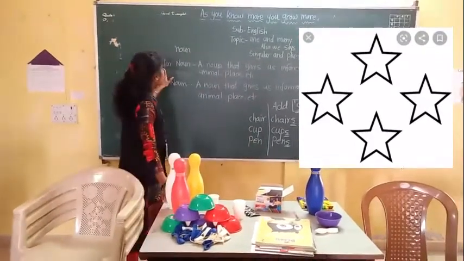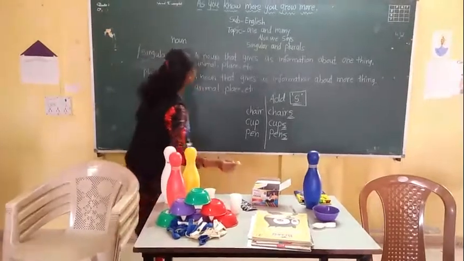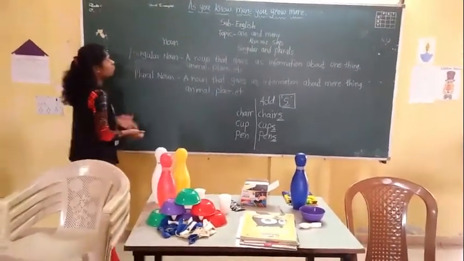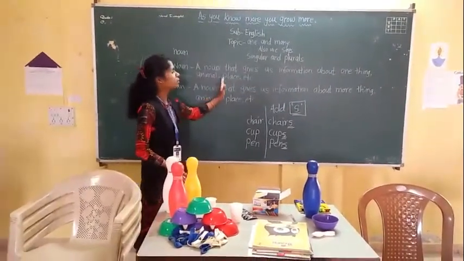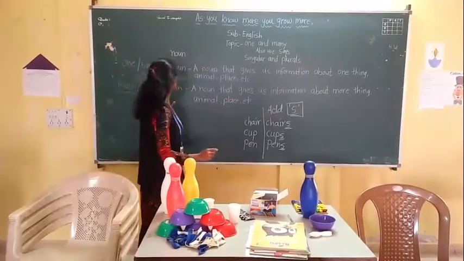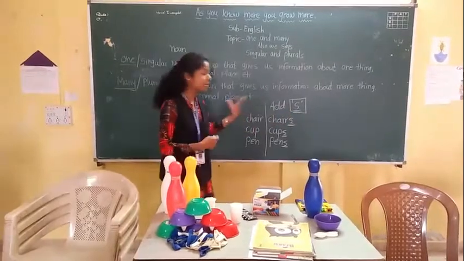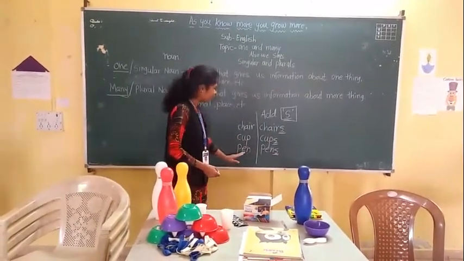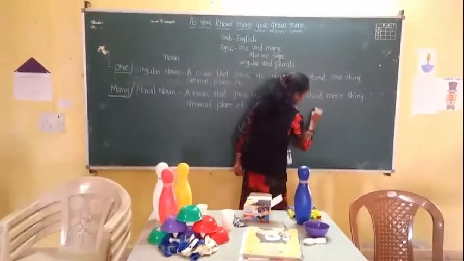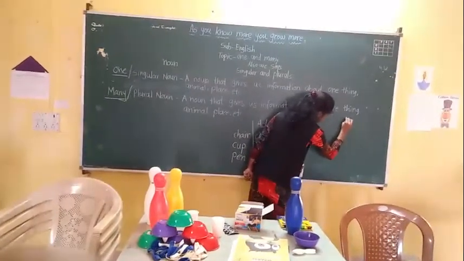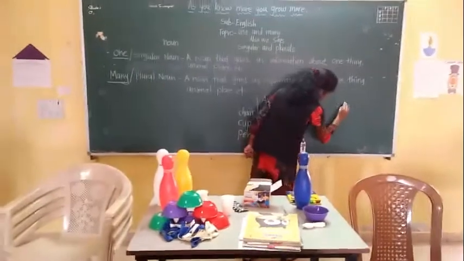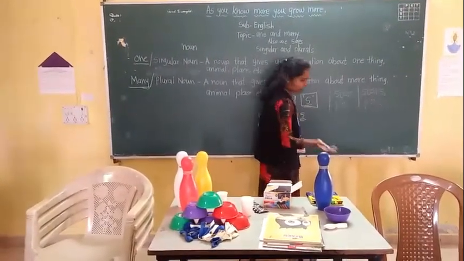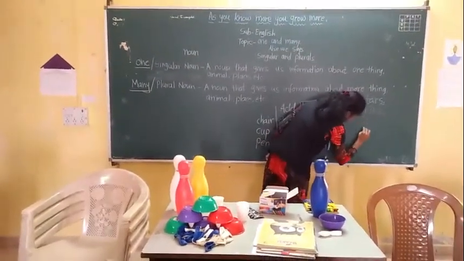Okay? So, understood, students? A singular noun means one. Singular means what? One. And plural means many. Okay? So, one means a noun that gives us information about the thing, animals and place, that only one. And in the plural, there are many. And what indicates? S. When we add S, this is one chair, many chairs. One cup, many cups. One pen, many pens. Same as one star, many stars. Okay, one pin, many pins. So what we add? S. Same as one bowl, many bowls.